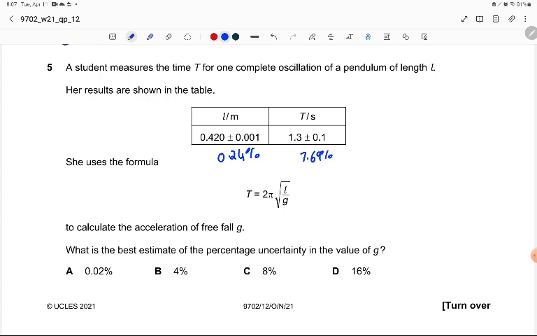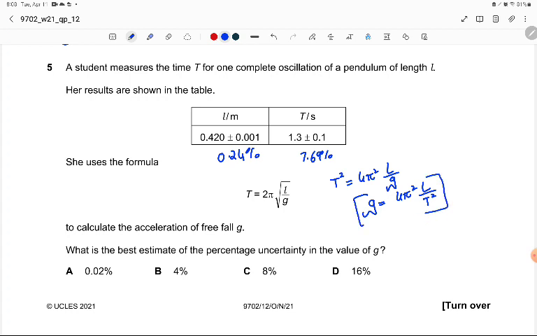7.69%. So yeah, she uses this formula to calculate the acceleration. What is the best estimate of the percentage uncertainty in the value of g? So we need to make g the subject first of all. That is the most important step. So let's just square everything so that I can free up g over here. So this becomes 4 pi squared and this becomes L over g. So g is actually equal to 4 pi squared L over T squared.